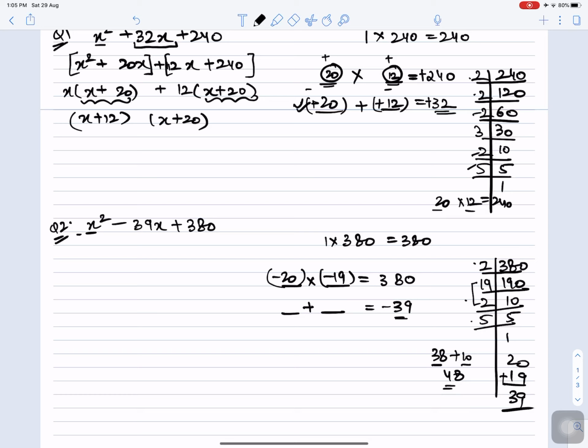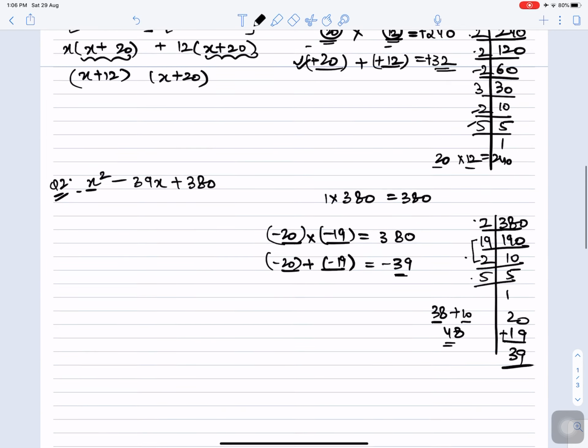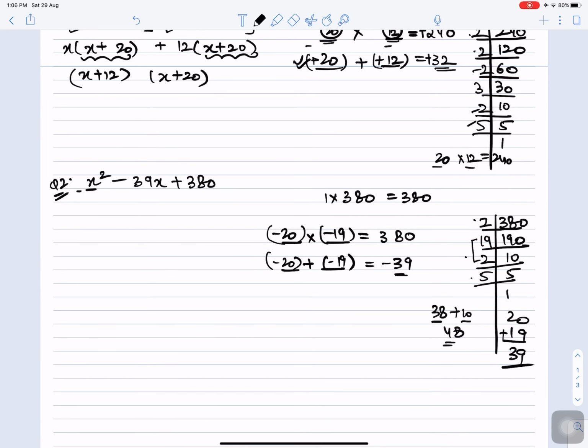When we multiply the numbers, we will get plus 380. And when we add the numbers, the answer comes out to be minus 39. So this is the only case. I have to satisfy the integer rules as well as my factorization method rules. So minus 39x will get converted into minus 20x minus 19x plus 380.